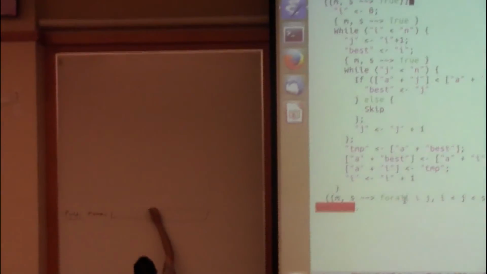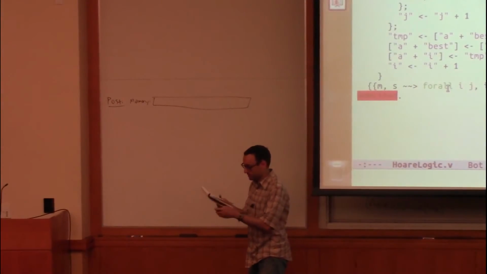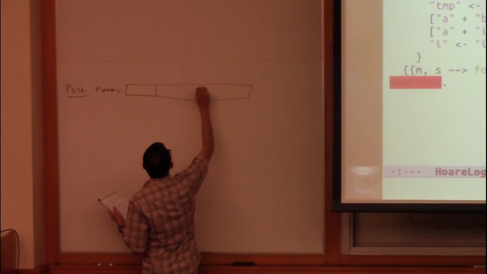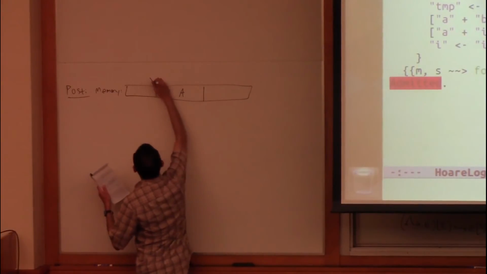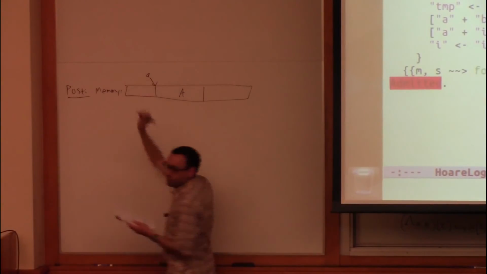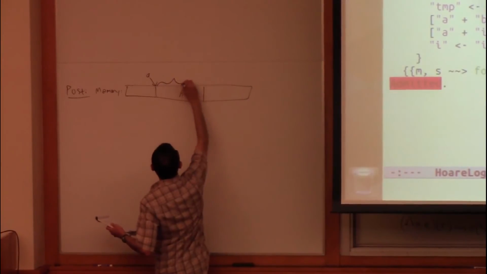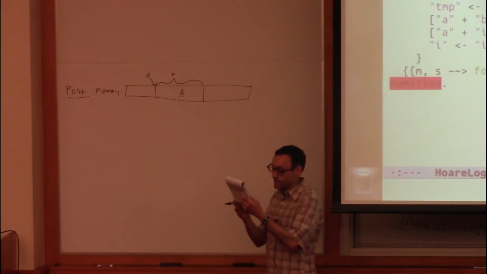So here's the memory. It's a big old array of values. Actually, it's infinite in this case, but I'll draw it as finite. And here's an array. I'll call its contents capital A. And the local variable A points to the beginning of the array, and the local variable N indicates how wide the array is.